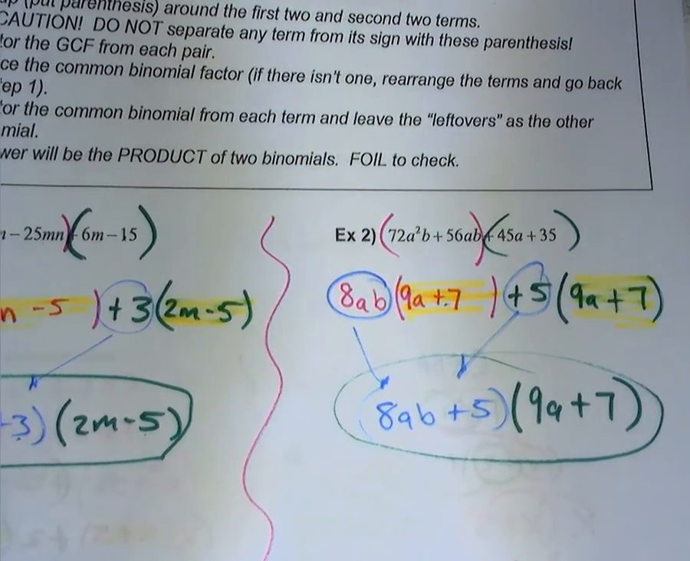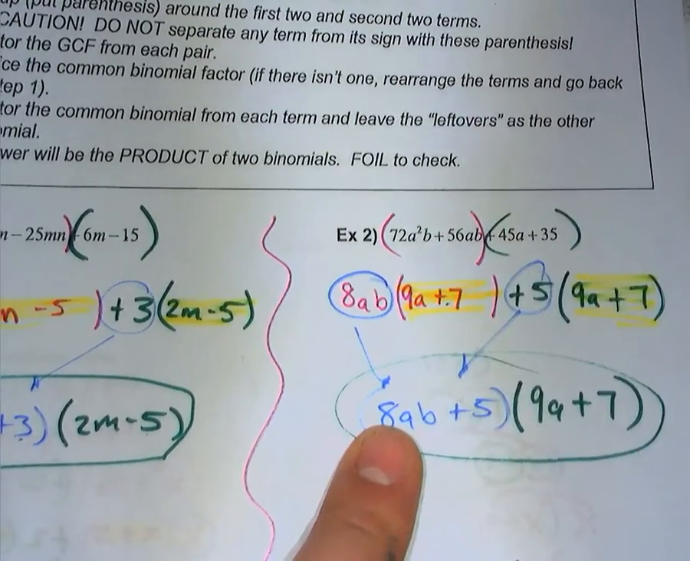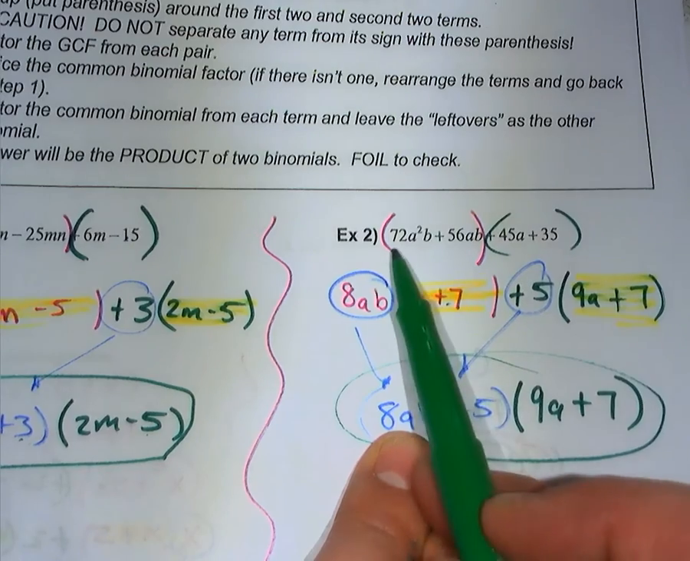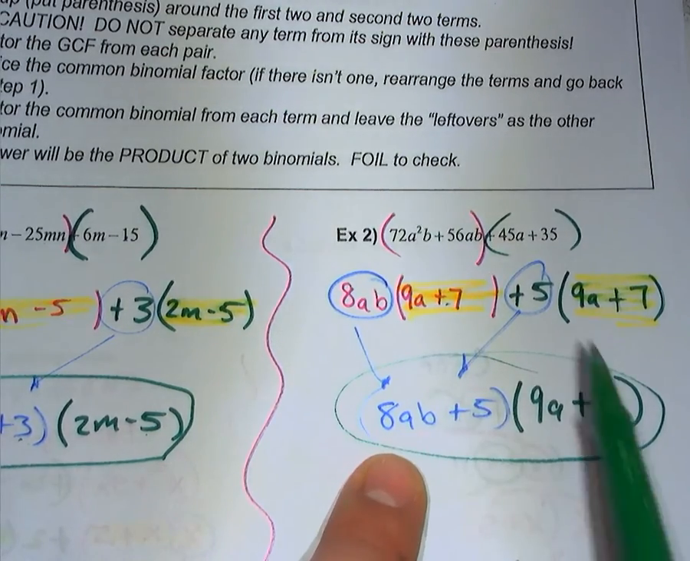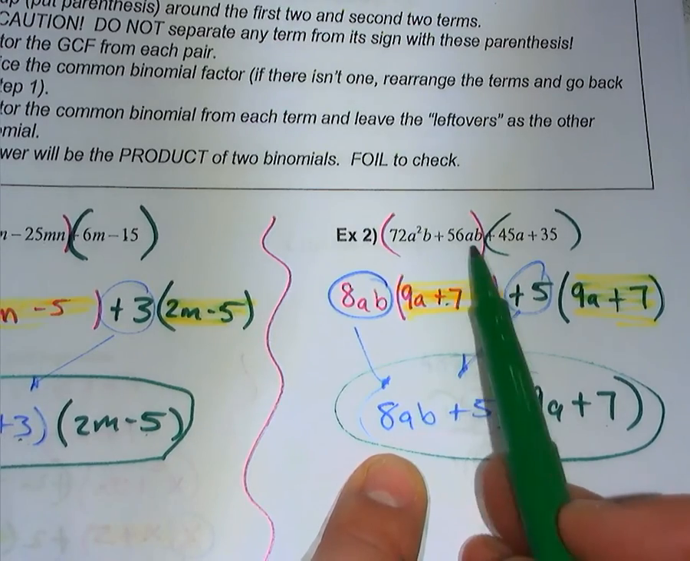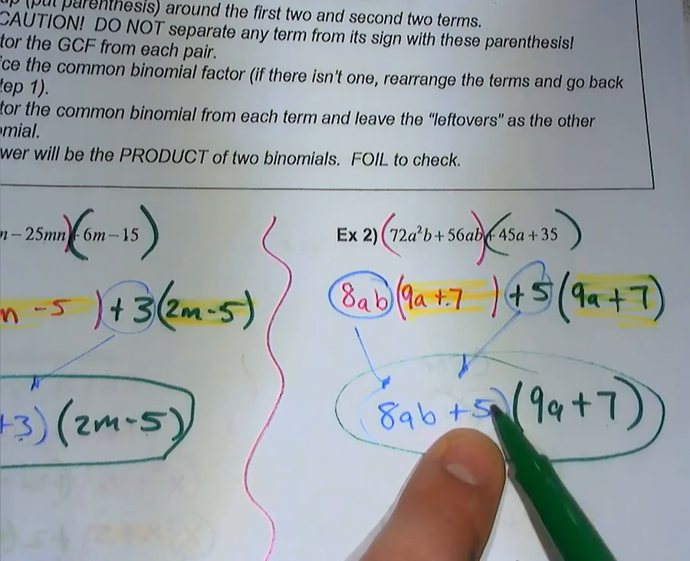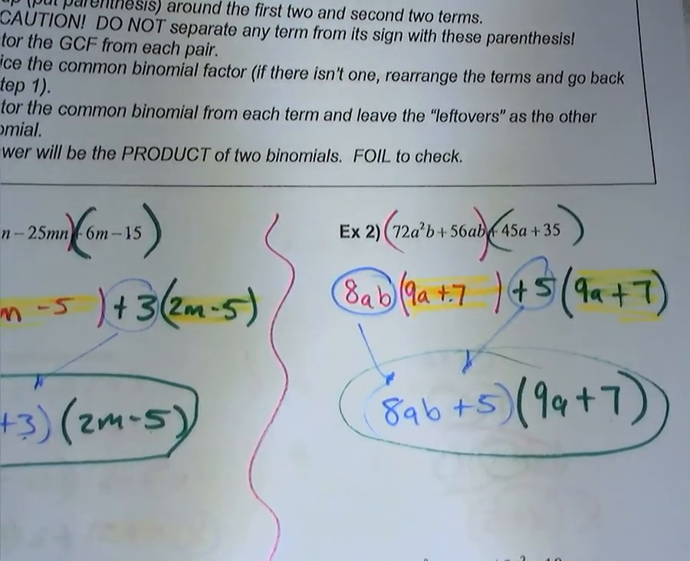Great thing, I can always check my work by FOILing back to make sure I get what I started with. If I take 8AB times 9AB, I get 72A squared B. If I take 8AB times 7, I get 56AB. If I take 5 times 9A, that's 45A, and 5 times 7 is 35. So I just double checked with FOIL. Remember, FOIL and factoring is just going in reverse order.